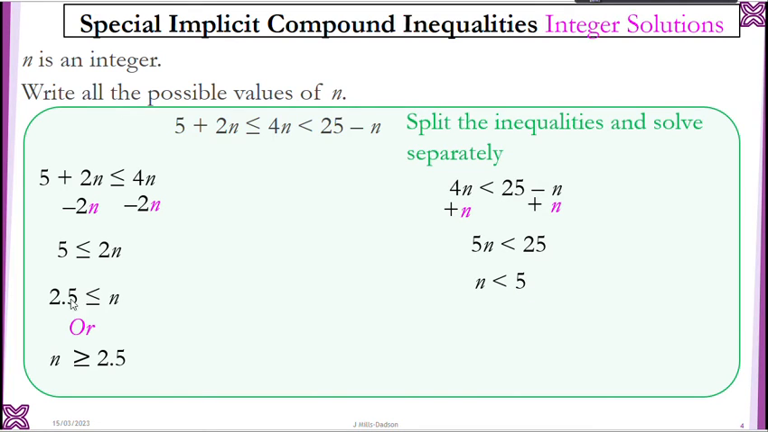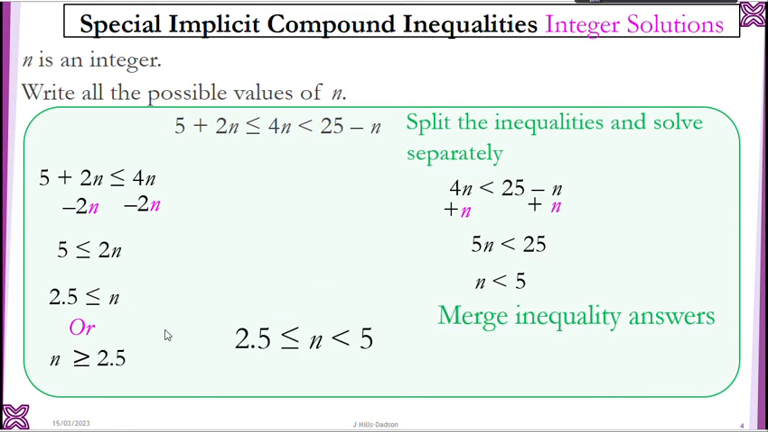Now these two answers, especially this one, this is the best one, these two answers could be merged to form one simple inequality. So when you merge it, from 2.5 is less than or equal to n, that's up to this point, and n is less than 5, that's up to this point. So when you merge it, that is the inequality you're going to have for this one. And if you want to select your answer, the answer will be 3 and 4.